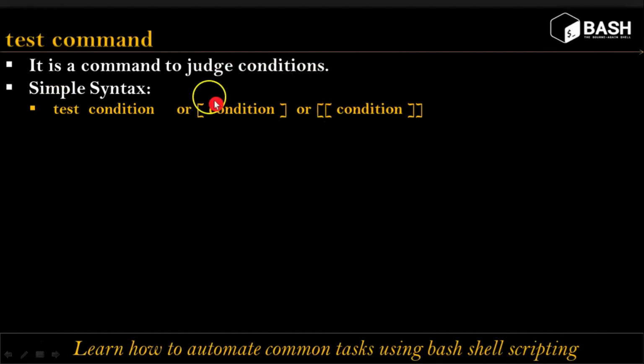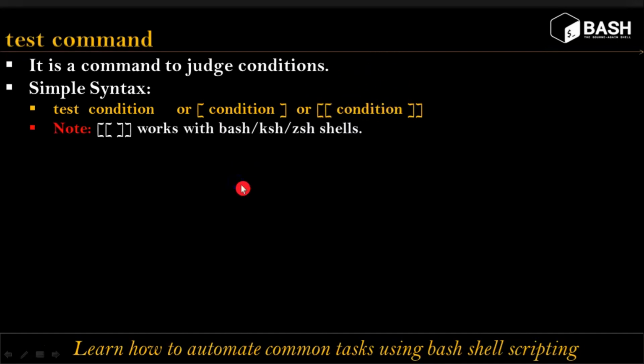Compared to test or single square brace, double square braces are the enhanced version to validate, to judge your condition. And this syntax works with bash, ksh, zsh. Suppose if you want to validate your condition in tcsh or sh shell or csh, then go with the test condition or with a single square brace. Fine.